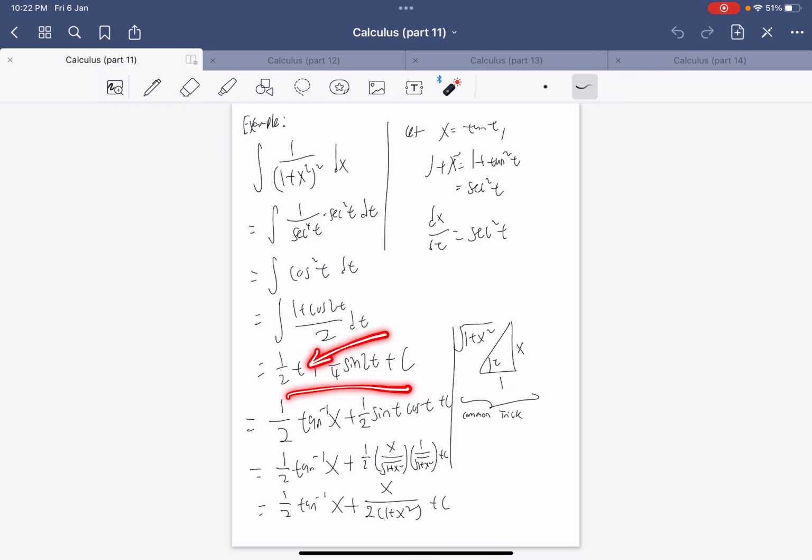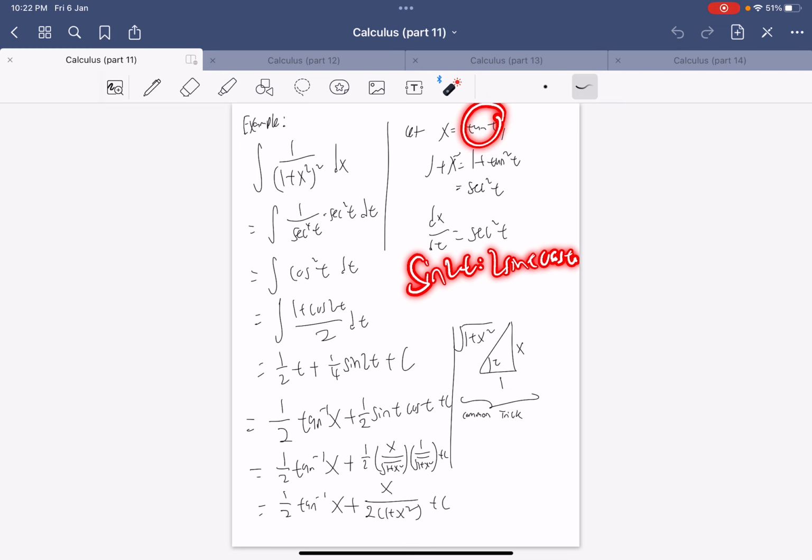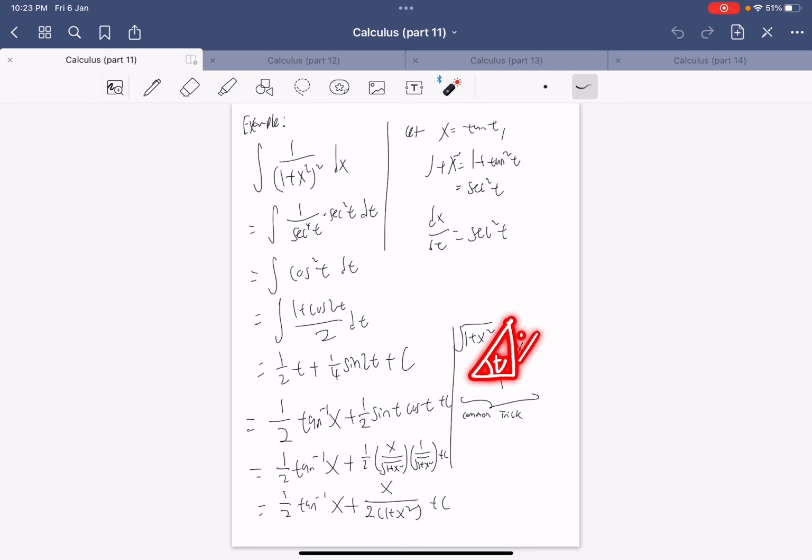So t can be replaced by tangent inverse x. But how about sine 2t? Well, sine 2t equals 2 sine t cosine t. Because you know what tangent t is, you are actually able to figure out what sine and cosine are. So the common trick is we draw a triangle, we label this t, the angle, and since tangent t is x, it represents x over 1, because tangent is opposite over adjacent. So x is the opposite side and 1 is the adjacent side, so that the ratio is still x over 1. And this will mean that the hypotenuse is square root of 1 plus x squared.